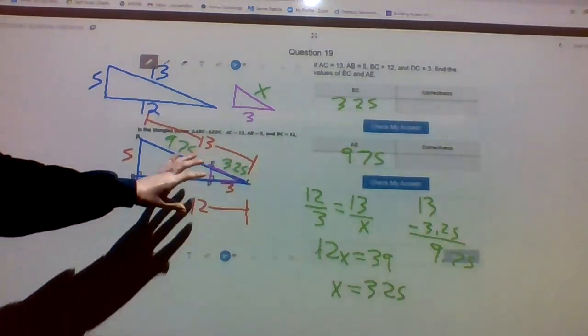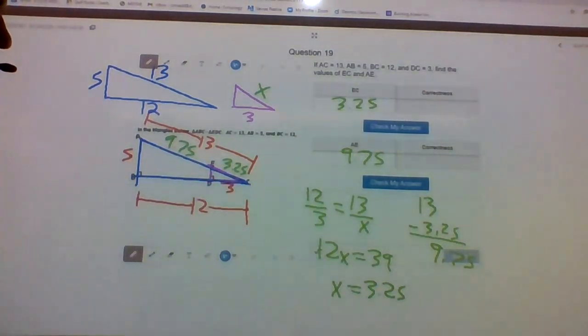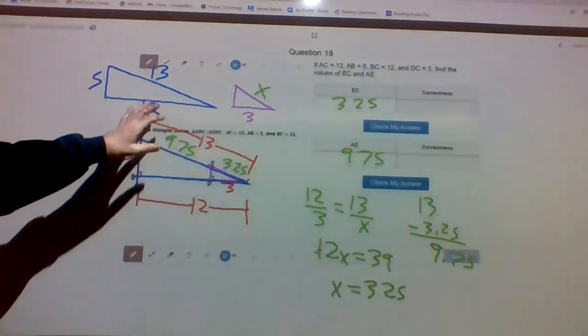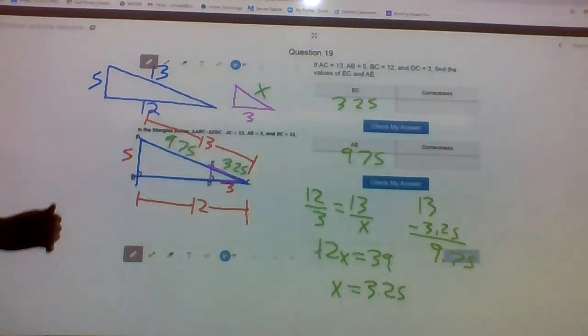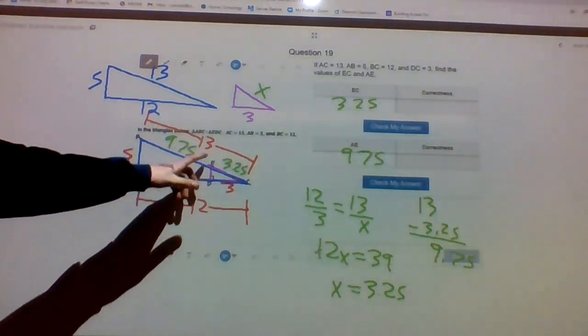But if you try to just do it all on one, you're going to make mistakes. It's just so much easier to draw. This is what I do. I draw them separately, unless it was like number 18, which was super quick to do the other way. But I usually draw them out separately. Makes it so much easier.